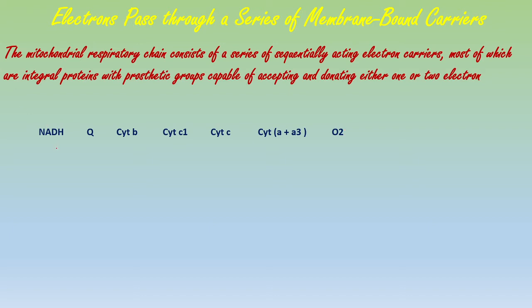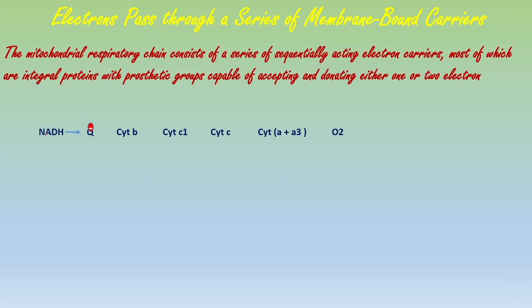So NADH has the highest tendency to lose the electron, while oxygen has the highest tendency to gain the electron. When NADH is oxidized, it releases a pair of electrons. These electrons are transferred to the ubiquinone. Ubiquinone has the tendency to take two electrons. It can take two as well as one at a time.